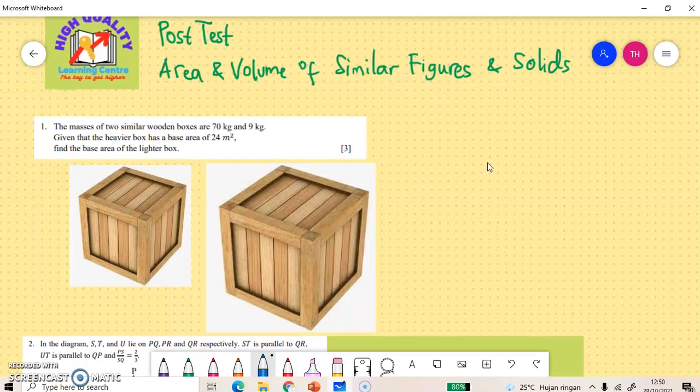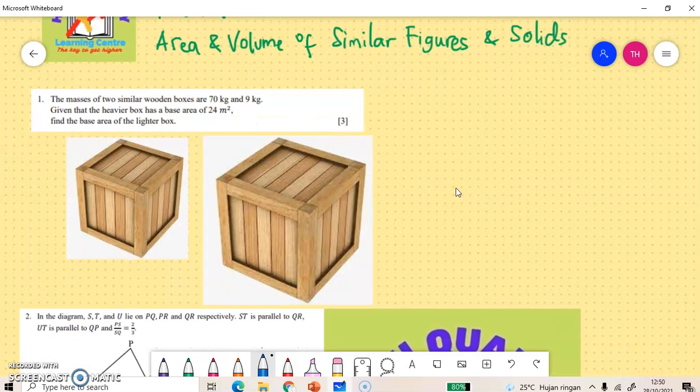Number one, the masses of two similar wooden boxes, as you can see in the pictures, are 70 kilograms and 9 kilograms. The smaller is 9 kilograms, and given that the heavier box has a base area of 24 meter square, find the area of the lighter box.